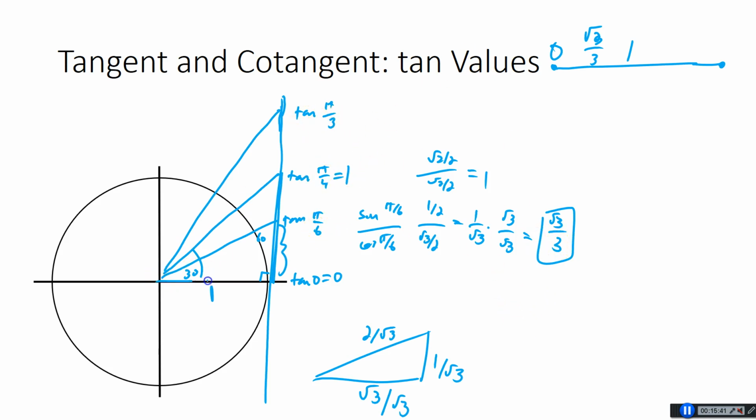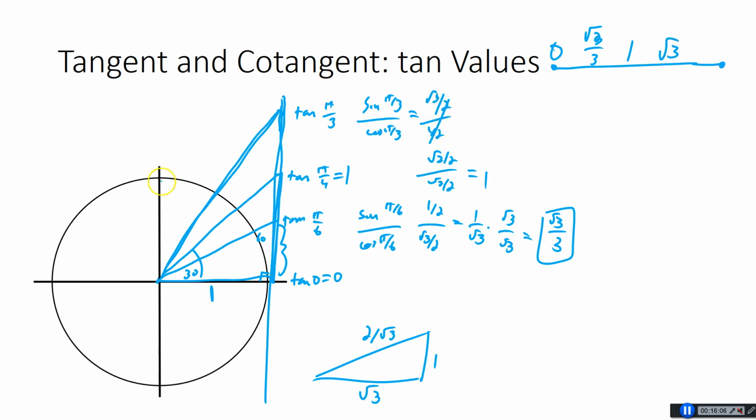Tangent of pi over 3, this is now just a big 30, 60, 90 triangle. And because the bottom is 1, because this guy is 1 down here, this length should be just root 3. But we can do sine over cosine. So sine of pi over 3 divided by cosine of pi over 3 is going to be root 3 over 2 divided by 1/2. Multiply by the reciprocal, the 2's cancel, and you just end up with root 3. So root 3 is our next value.